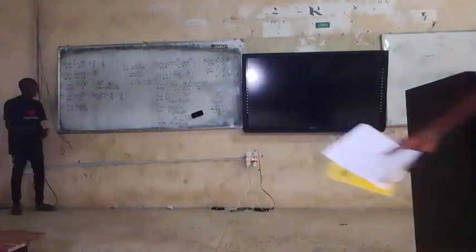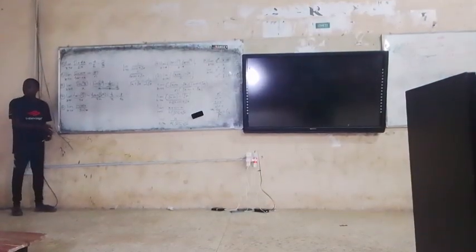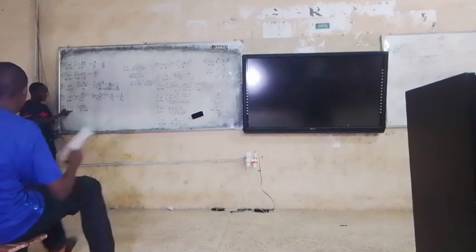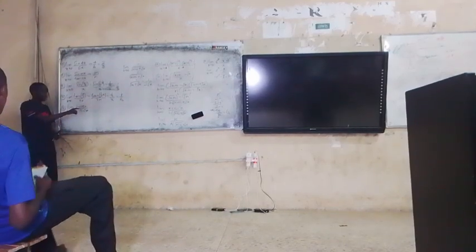1 minus 1 is what? 0. Sine squared 0 is the same thing as 0. Now I can use L'Hôpital's rule. And what is L'Hôpital's rule? Whenever you have 0 over 0, is that not so?